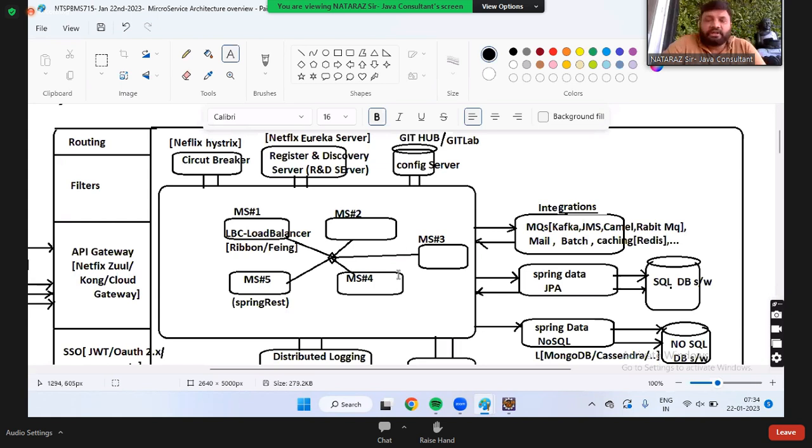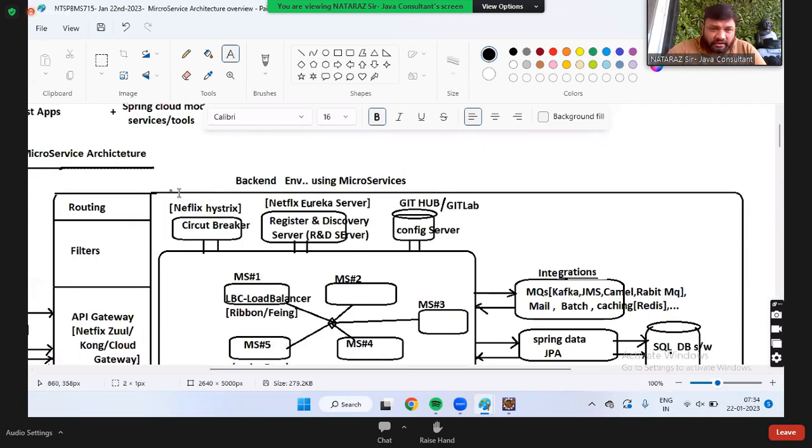Now listen carefully, guys. In all these microservices we have a lot of options, boss. Nowadays, Resilience4J also has come, one more option. Slowly Netflix products are losing their market. In that place, alternatives are coming, one by one, not everything at a time. Resilience4J is one more option we are having.